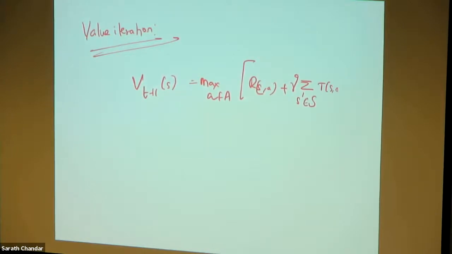Now, if we just consider the original value iteration for MDPs, it is the idea of improving the value of the state, right? So V of T plus 1 of S is equal to max over A belonging to capital A, R of S comma A plus gamma times summation over S dash belonging to S, T S A S dash V T of S dash. Right?